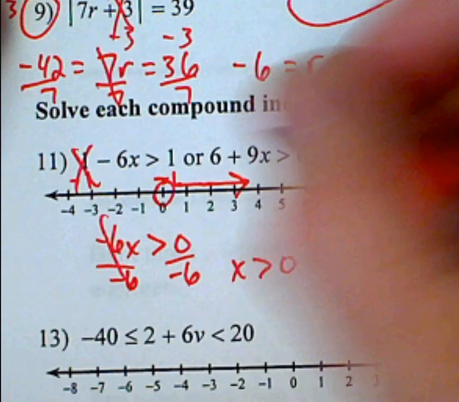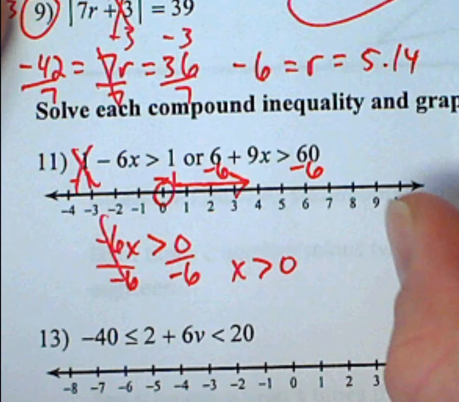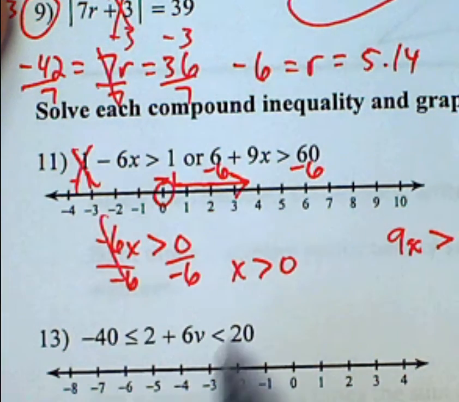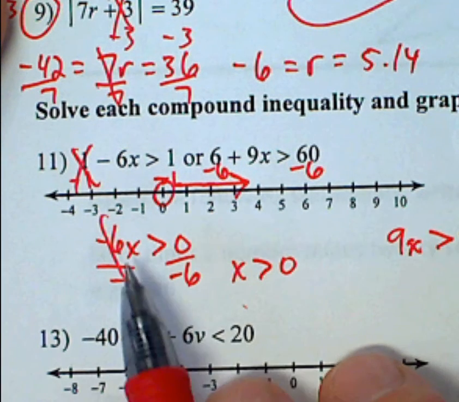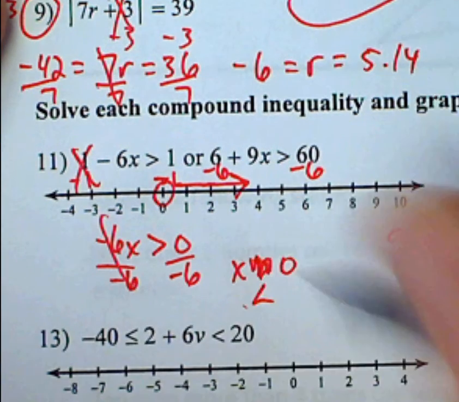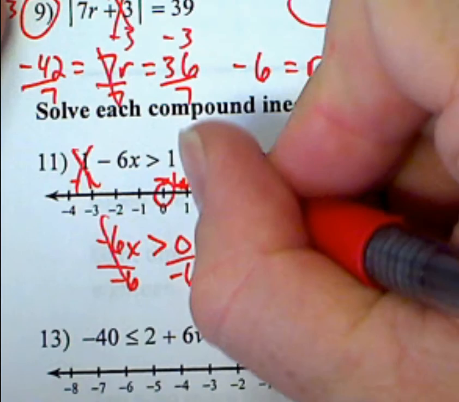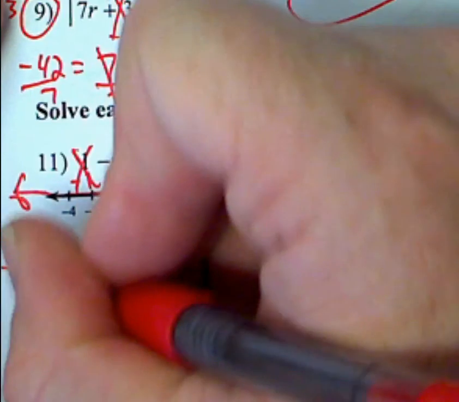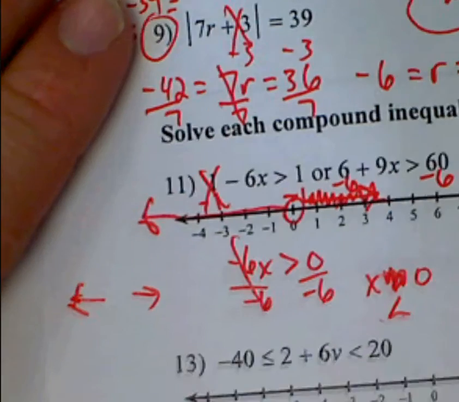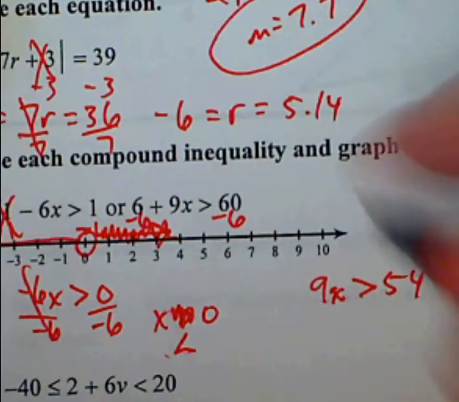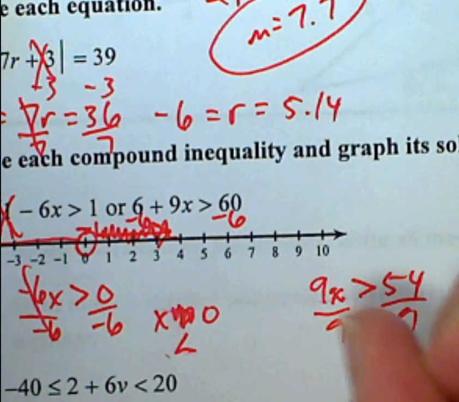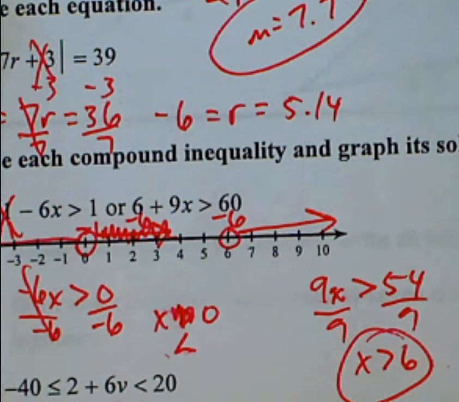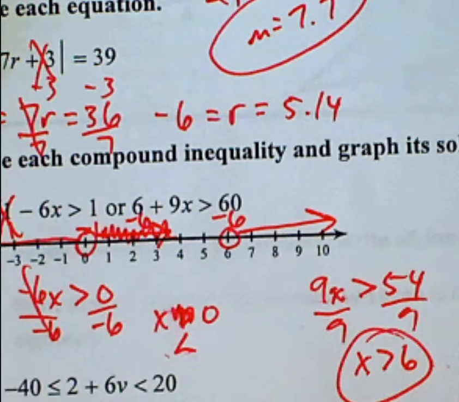Then I have 6 plus 9x, so I'm going to get rid of my 6. That's 9x greater than 54. Mr. Bourne, if we divide by a negative, don't we flip our sign? Yes, I apologize. We do flip our sign. So instead of going to the right, it's actually going to the left, because or typically means opposite directions. I apologize for that mistake. If I divide by 9, I get x is greater than 6. Open circle to the right. X is greater than 6.